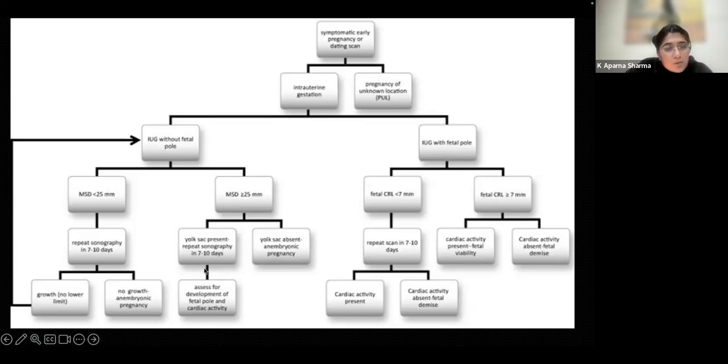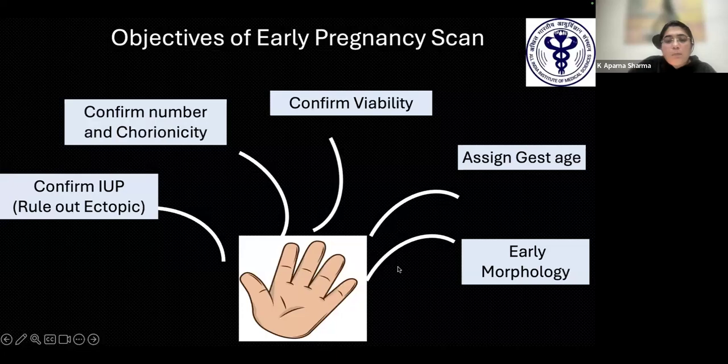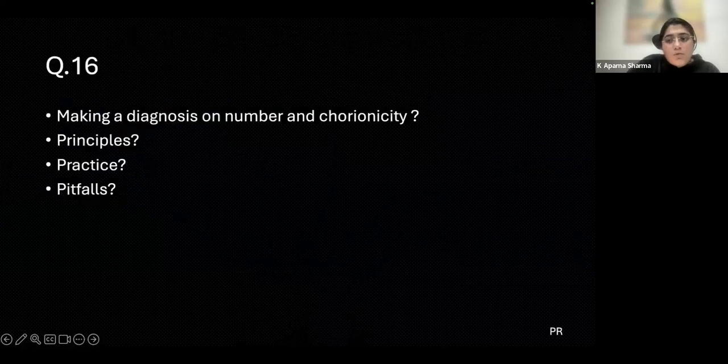If the yolk sac is present, then in that case, repeat sonography in 7 to 10 days and then consider. If it is without a fetal pole and the MSD is less than 25, then you repeat sonography in 7 to 10 days. And if there is still no change, then it becomes a miscarriage. So I think this table gives us a good idea of a stepwise approach on how to make a diagnosis and not jump to the problems too early.